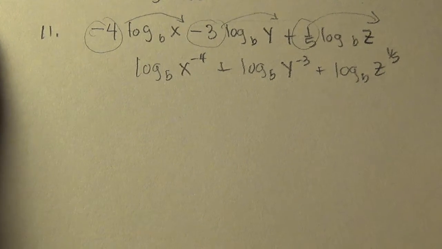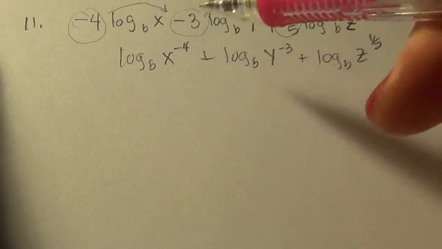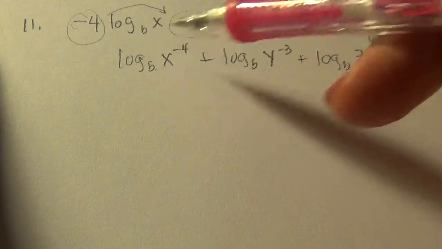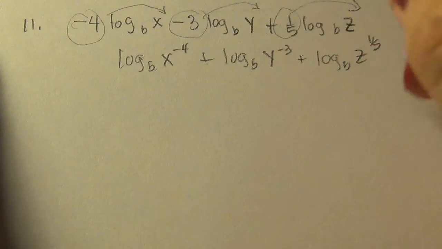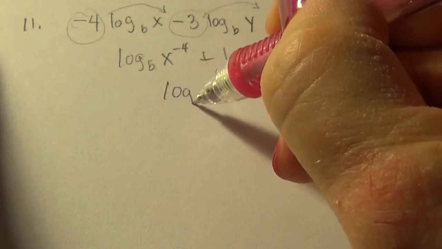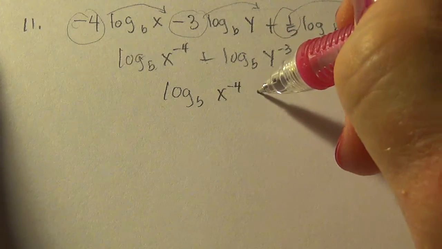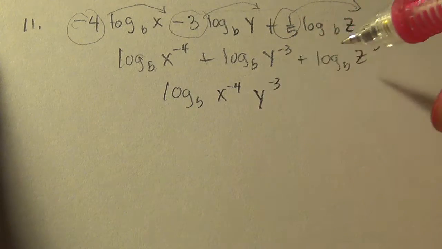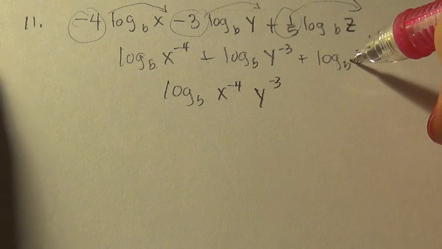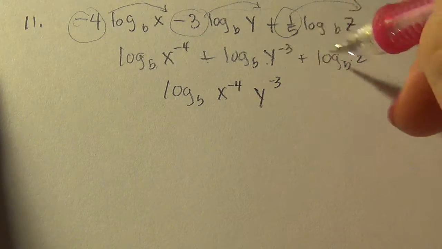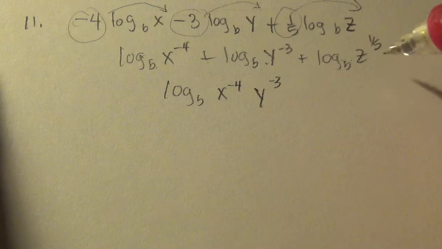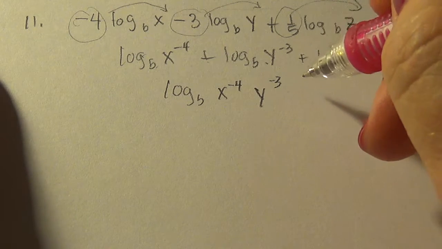Now, thinking backwards to the one we just did, we're going to combine two logs that are added. We're going to take their arguments and multiply them and make it one log. Then this plus sign here, since it's added, we're going to multiply its argument as well.